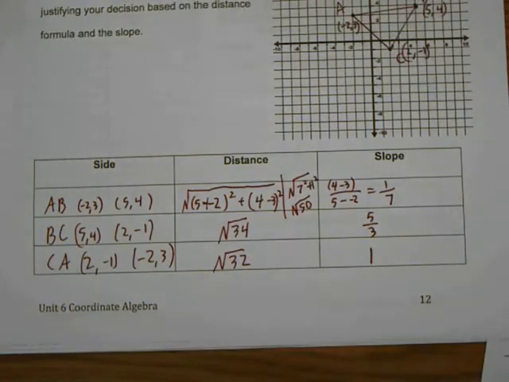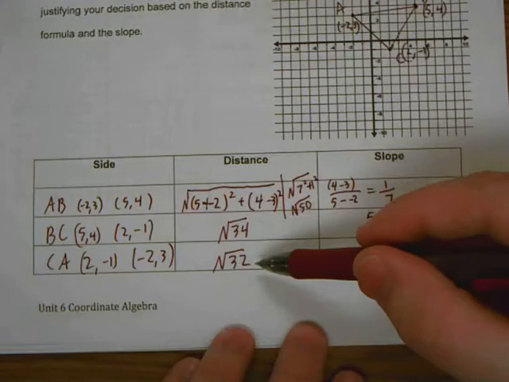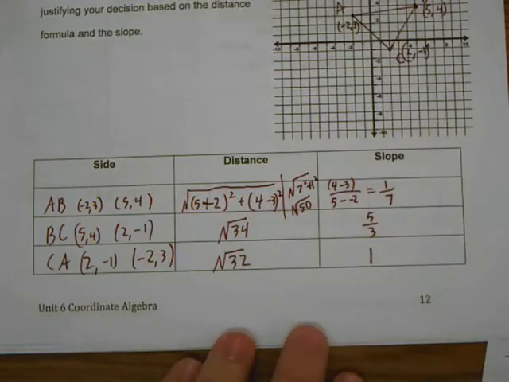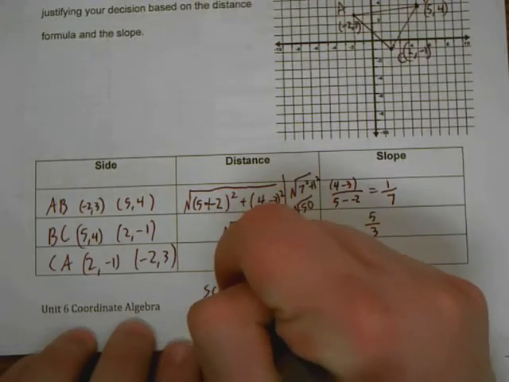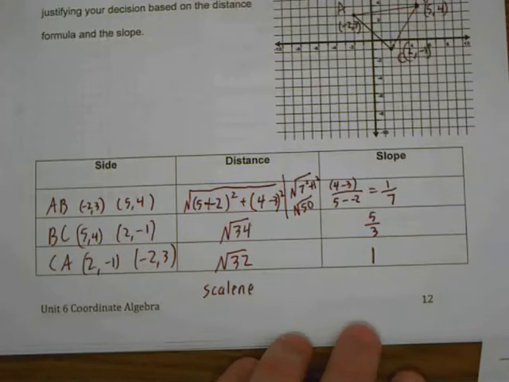Now, thinking about the ways we classify these, we're first going to look at the sides to see how many do we have the same. So we have a square root of 50, a square root of 34, and a square root of 32. Since none of those distances are the same, we are going to say that this is a scalene triangle.